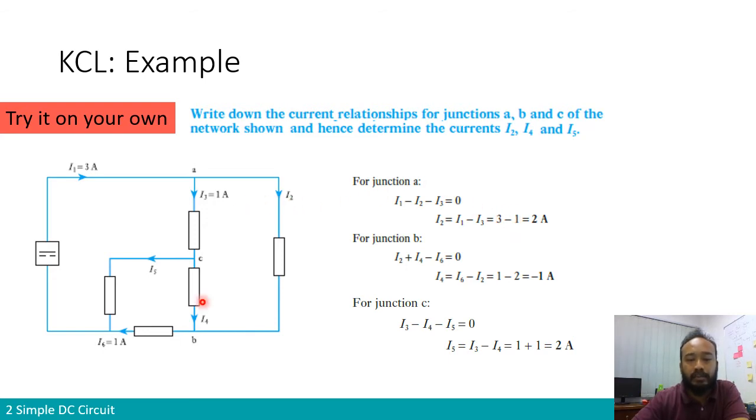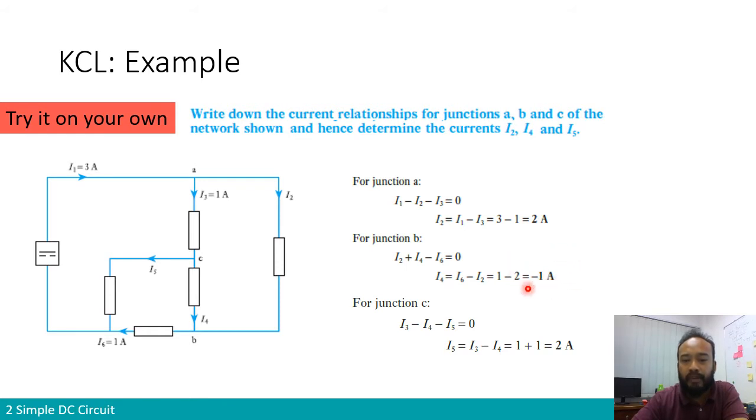The same goes for junction B. Let's try to do it first before we look at the answer. In junction B, we have I2 and I4 getting into it, and I6 leaving. So I2 plus I4 minus I6 equals 0. We know I6 and I2, because I2 we have calculated previously. So we get I4 equals I6 minus I2. I6 is 1 amp, as you can see over here, minus I2, which has been calculated previously as 2 amps. So we get minus 1 amp.